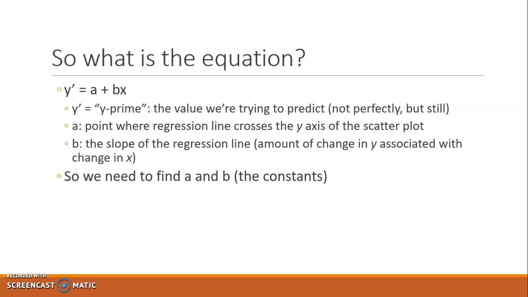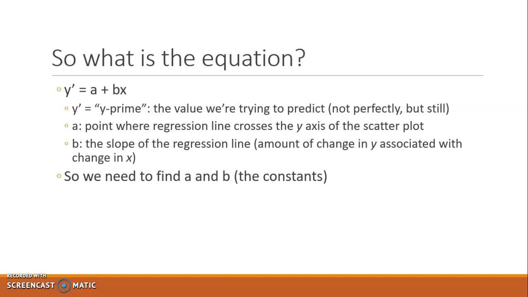We need to find a and b, because a and b will be the same for any point on this line. The only thing that's going to change is x and y prime. The intercept is always going to be the same. The slope is always going to be the same. So once you find a and b, you should be able to draw a line to predict where the line should be given any value of x. Okay? So how do we find a and b?